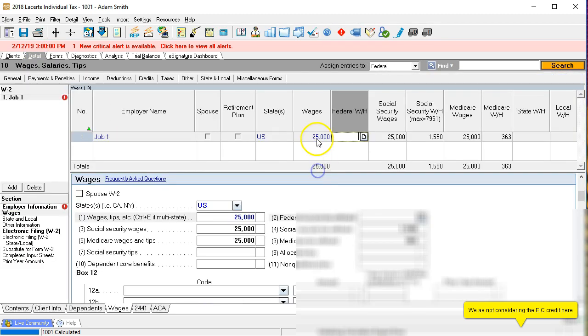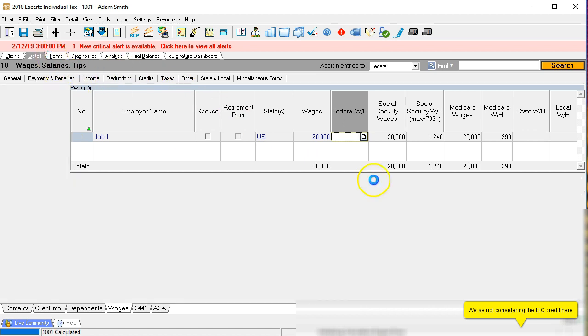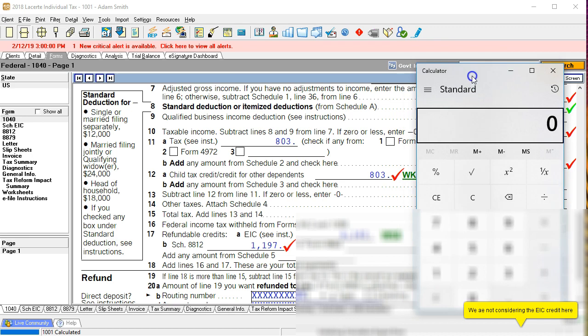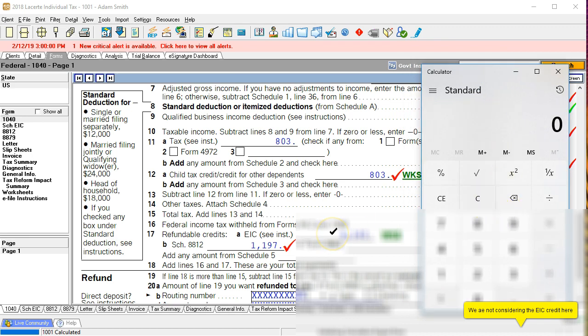What if we said, okay, well, what if we only had 20,000 of income? Then we're going to say, okay, so now we have taxable income of 8,000. And so then we have the tax of 803. So we're limited to 803 on the child tax credit, and that brings us to zero. But then, of course, we have this amount of the 1,197. So now we've got 803 plus the 1,197 is the 2,000.